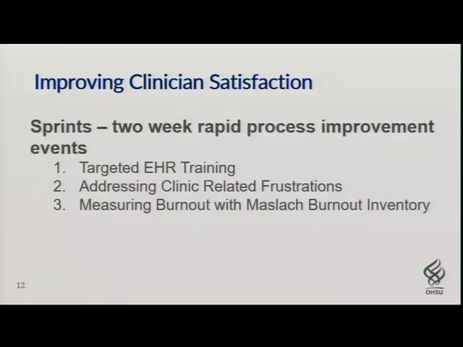When it comes to addressing clinic-related frustrations, as we'll soon see, there's a lot of crossover between the contributors of burnout, and when we're addressing these clinic issues, we're looking at them in terms of people, processes, and platforms.